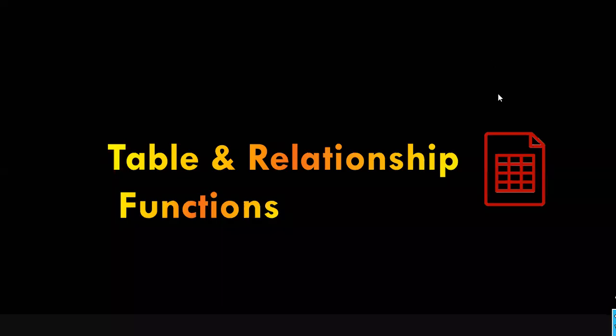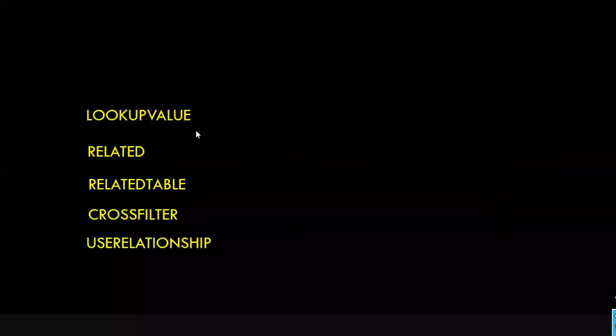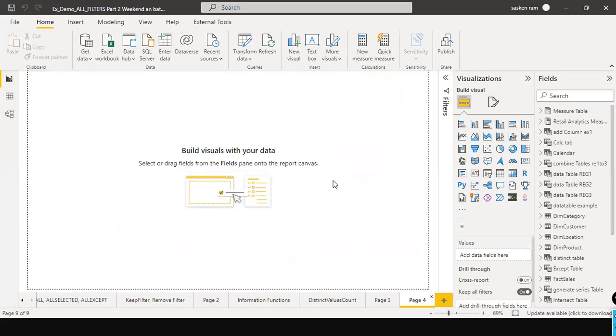Let's get started with table and relationship functions. As part of this, we'll take a look at what exactly lookup value is all about: related table, cross filter, and relationship function. And what is a related function? Before we get into related, lookup. We'll start with the lookup value.